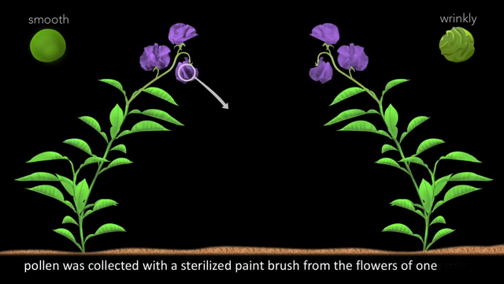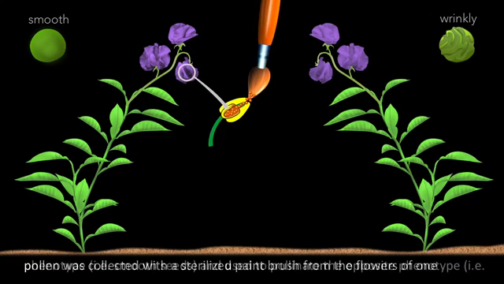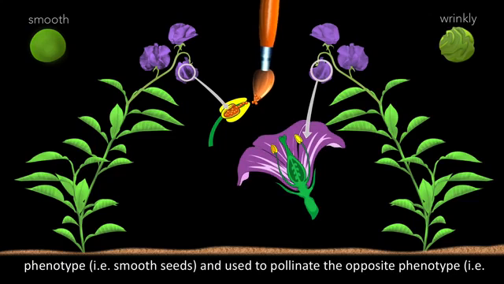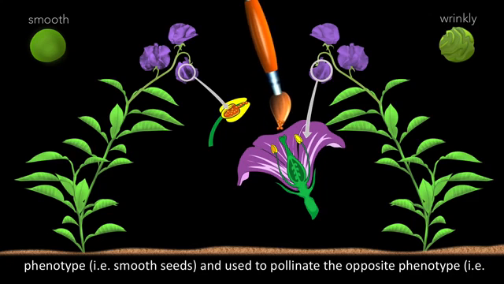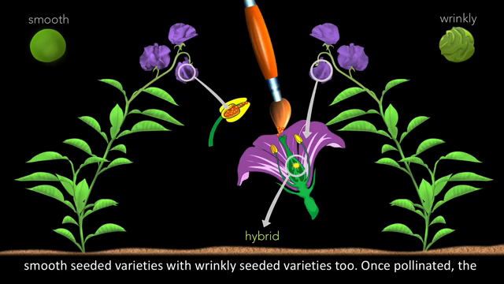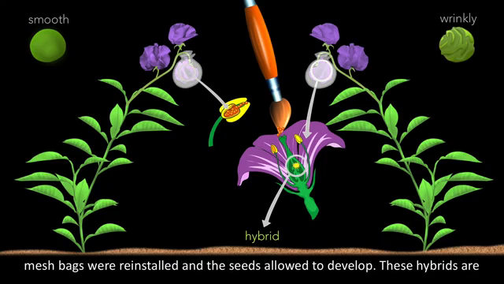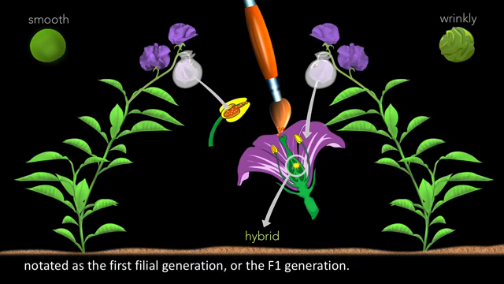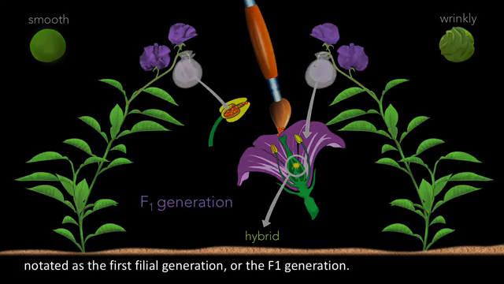Once fertile, pollen was collected with a sterilized paintbrush from the flowers of one phenotype, such as smooth seeds, and used to pollinate the opposite phenotype, such as wrinkly seeds, producing a hybrid of the pure lines. He also cross-pollinated smooth-seeded varieties with wrinkly-seeded varieties too. Once pollinated, the mesh bags were reinstalled and the seeds allowed to develop. These hybrids were notated as the first filial generation, or the F1 generation.